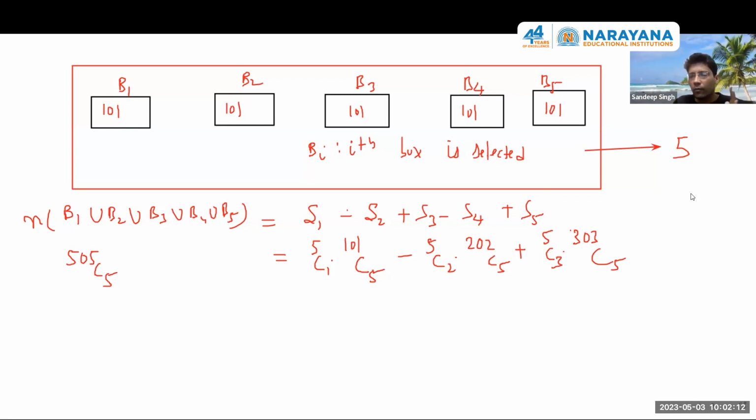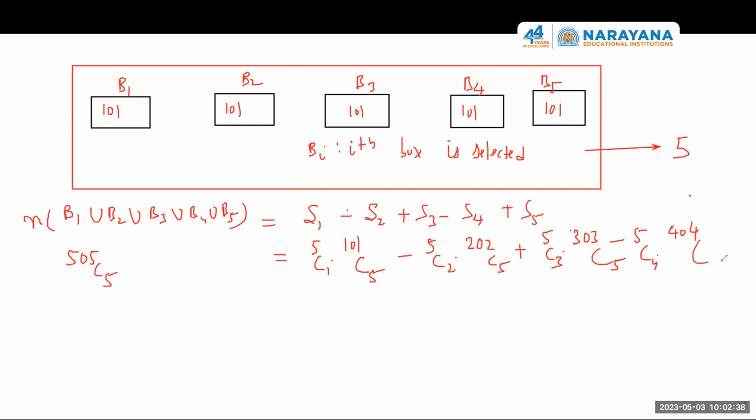All objects could have come from box B1 or from B2 or from B3, B4, B5. So we are writing the general formula for the union of n events or n sets. That is sum taken 1 at a time. N(B1) means all are included from B1. Like that we are proceeding. So next is what? Minus 5C4. Tell me, how much? 4C5. And finally S5 means from all 5 you have to select. That means you have to select all 5.